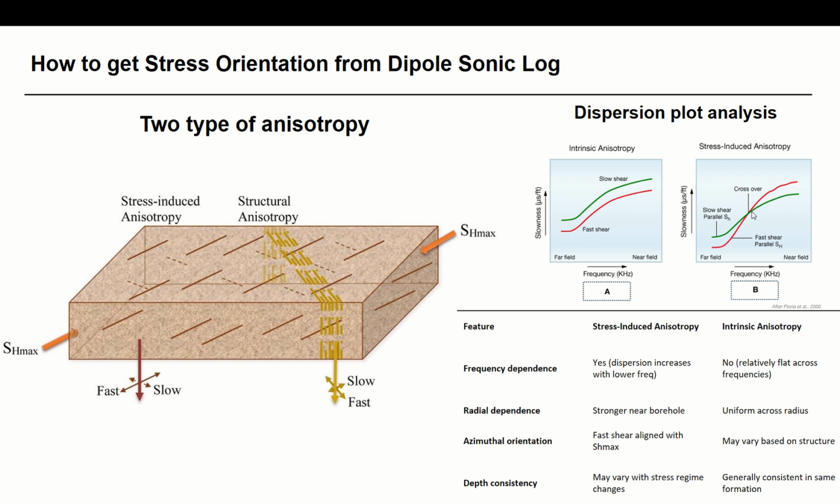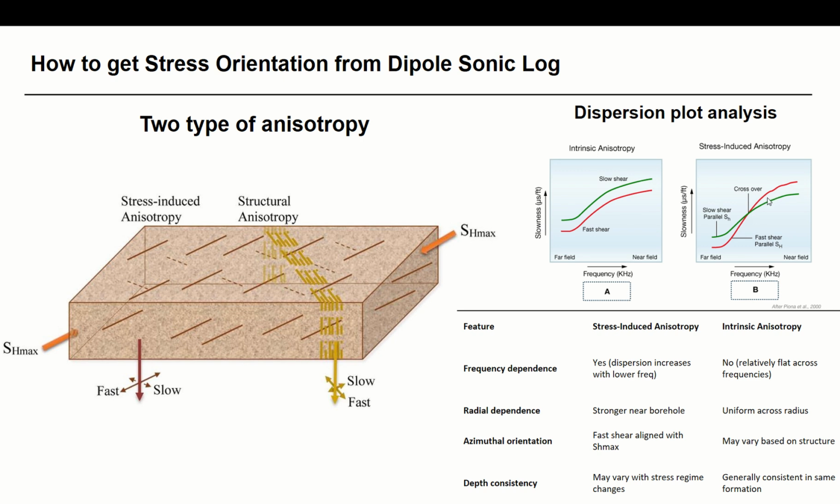Why do we have this crossover? This crossover is due to stress-induced anisotropy or stress contrast within the wellbore. The question that everyone can ask is, how come we have a crossover, where the fast shear becomes slower than the slow shear near the wellbore?